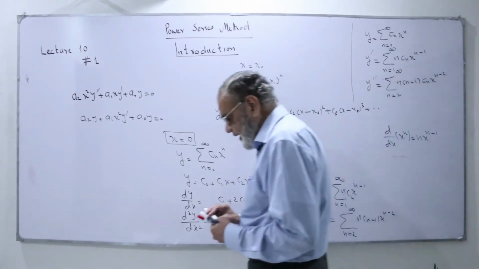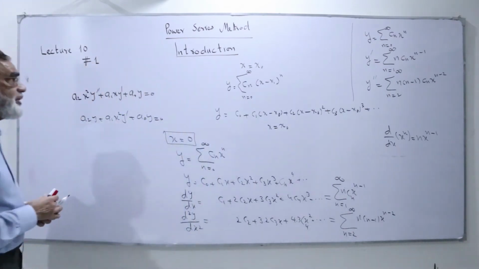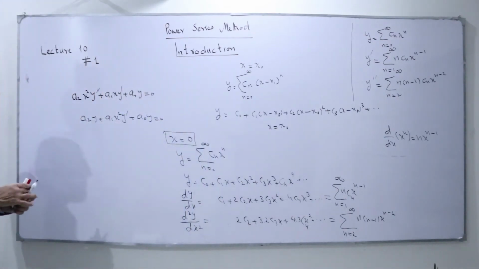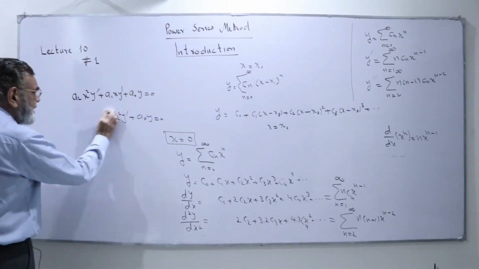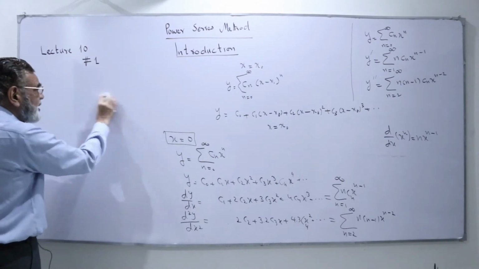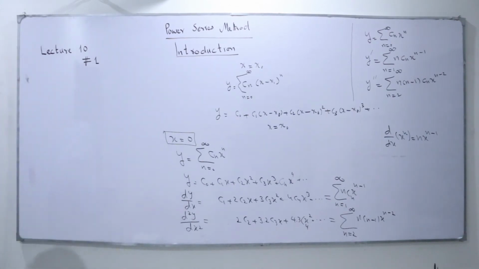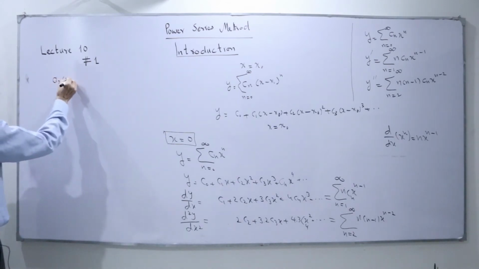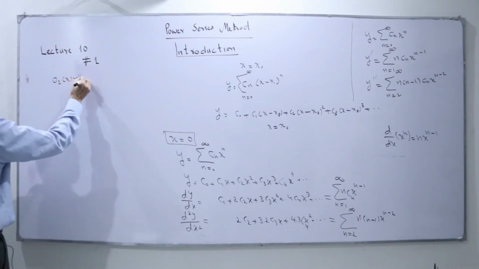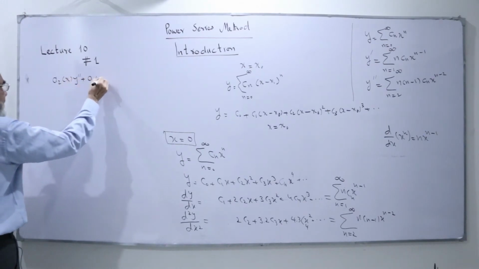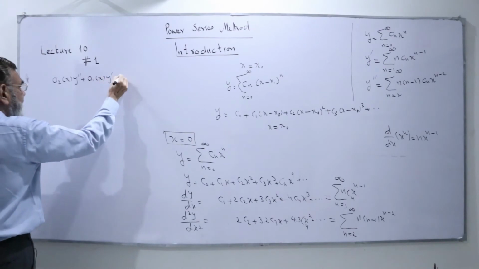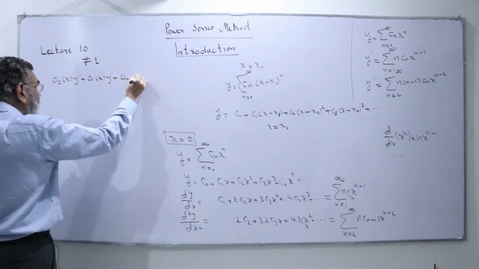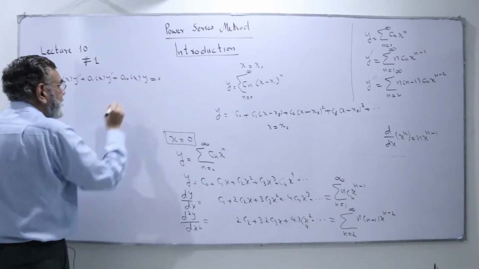So this is the basic idea of the power series, which we can apply for solving our problem. Now one more thing we need: when we can define the series at x equal to 0. We have the general form of our equation with variable coefficients: a2 of x y double dash plus a1 of x y dash plus a0 of x y equal to 0. I say this is my standard equation.